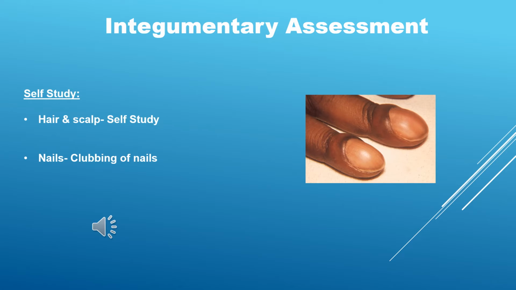Integumentary assessment on hair, scalp, and nails. This section on hair, scalp, and nails is a self-study. The term clubbing of the nails is associated with pulmonary disease and can be a sign of chronic hypoxia. There's a picture that identifies what clubbing may look like. You can also Google clubbing of the nails to gain more images and knowledge as to what clubbing is. So go ahead and continue to read this as a self-study.